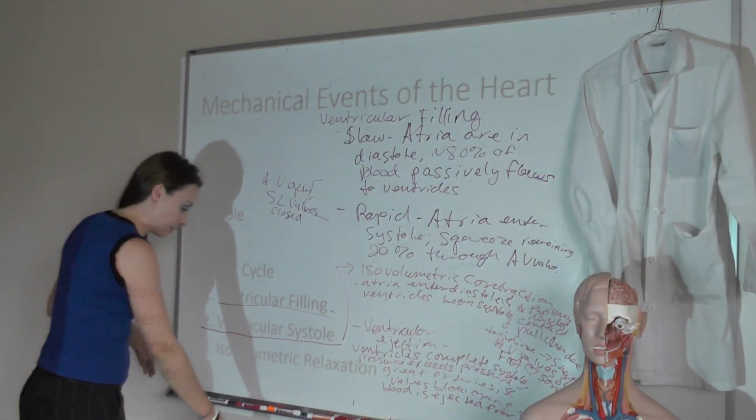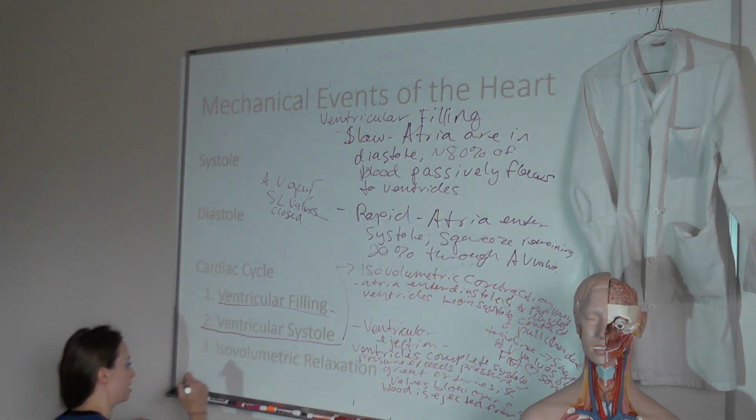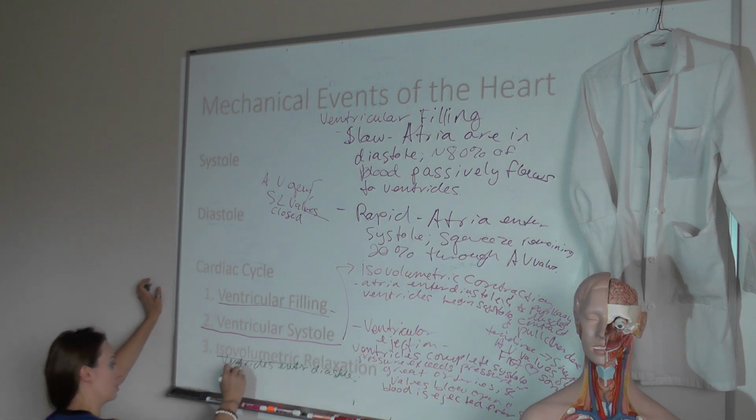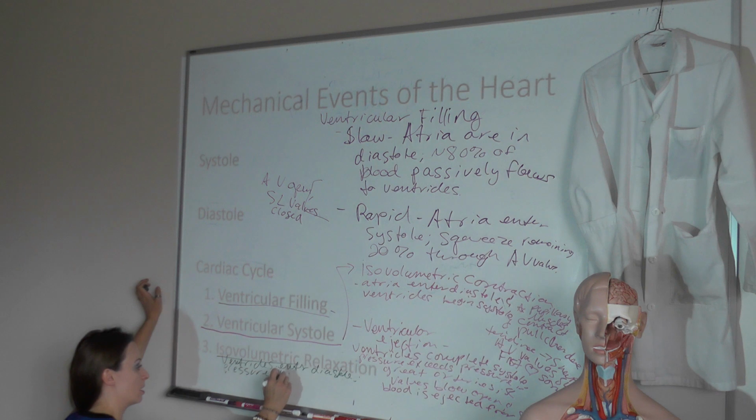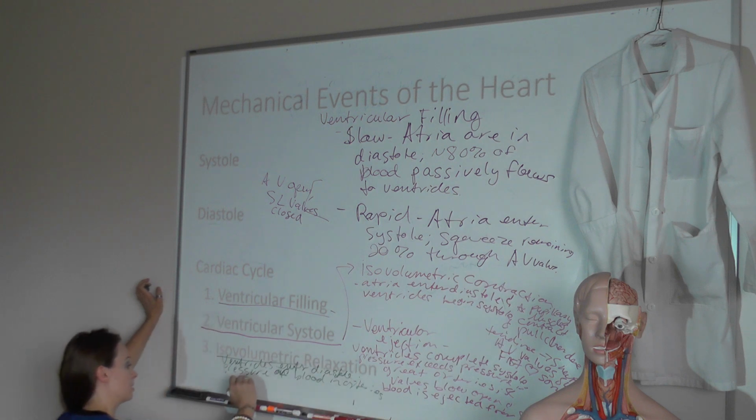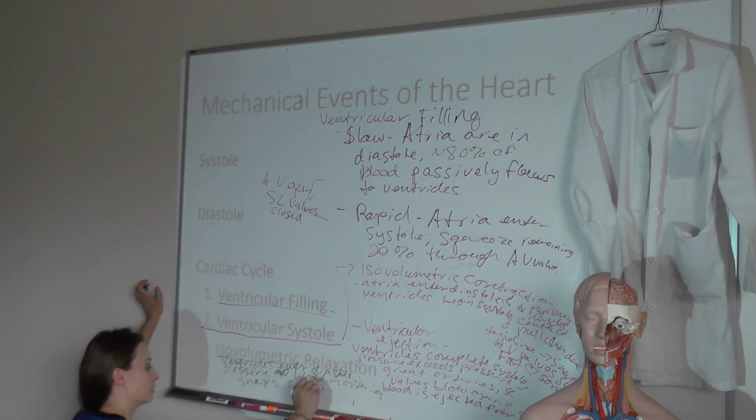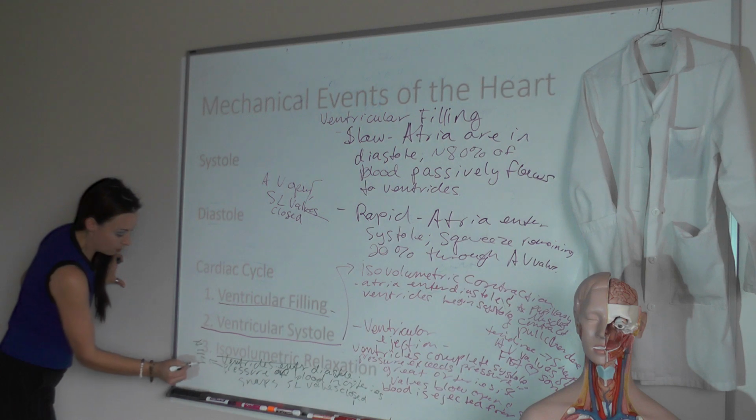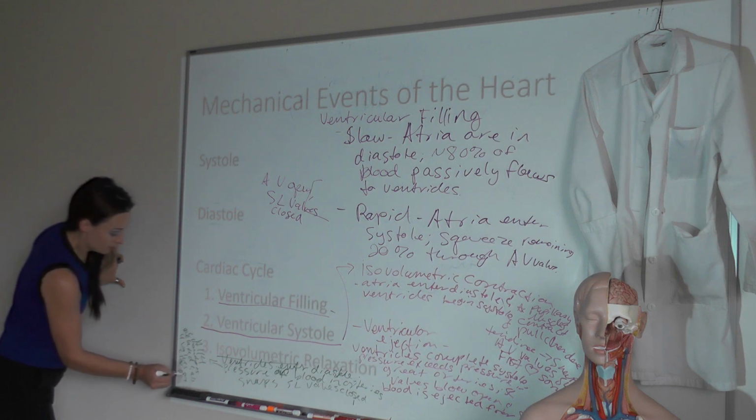But to finish out a definition for our isovolumetric relaxation, what we could say is that the ventricles enter diastole. The pressure of blood in the arteries snaps the semilunar valves closed. And so for a brief moment in time, all four chambers are relaxed, and all four valves are closed.